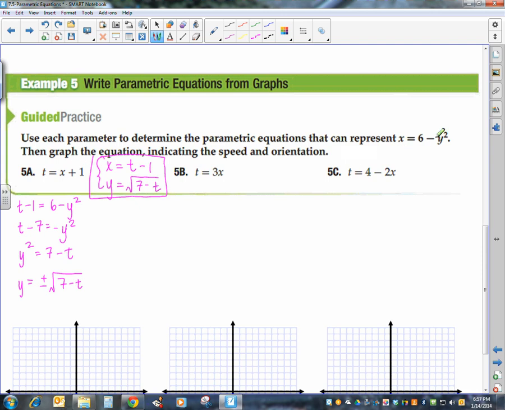Now, they ask us to graph the equation, indicating the speed and orientation. So I'm going to go quickly. You would set up your little chart: t, x, and y. And I'm going to pause, put the values on there so that you have them, and then we'll come back and graph it together.